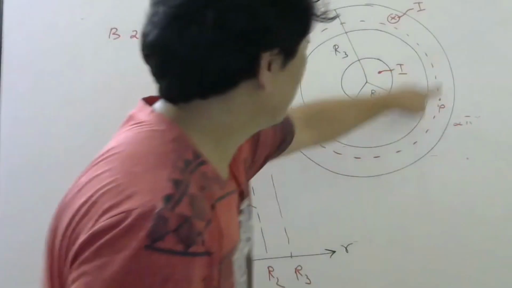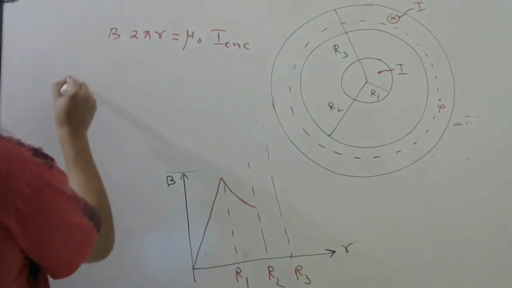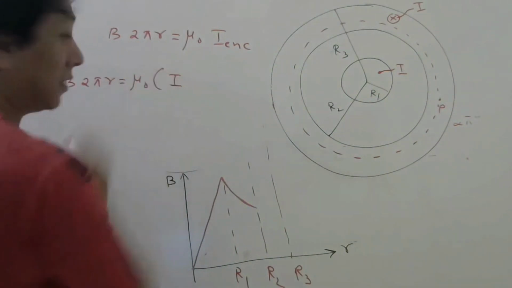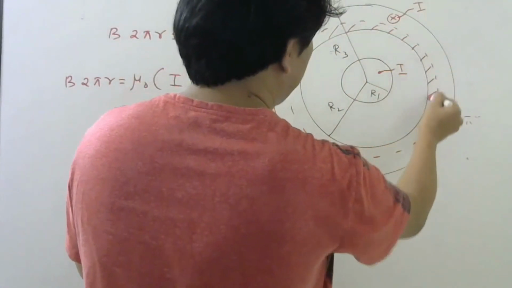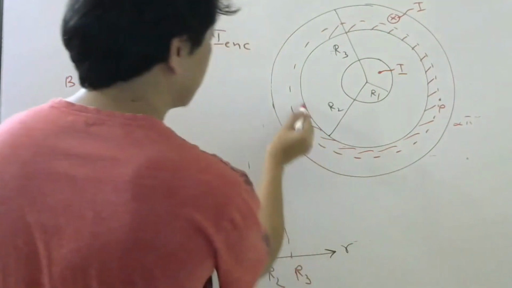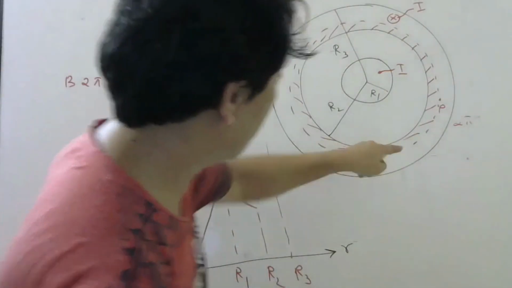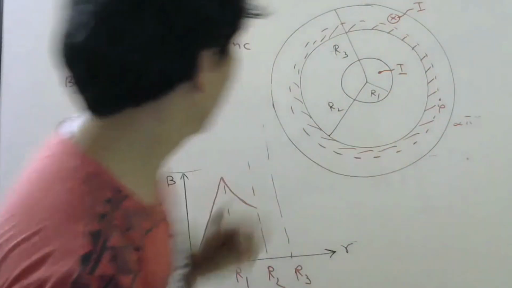Now what is the current inside this loop? This much is inside, no doubt. So it will be B into 2 pi R equals to mu naught I is inside, and this much part also we have to calculate. This much part. Now how to find current through this much area? Simple, multiply current density with this much area.